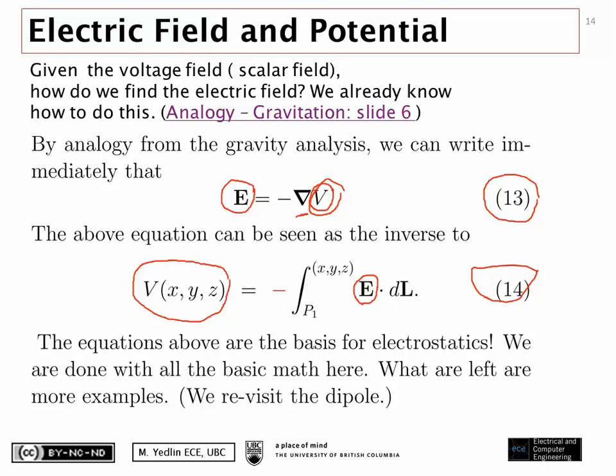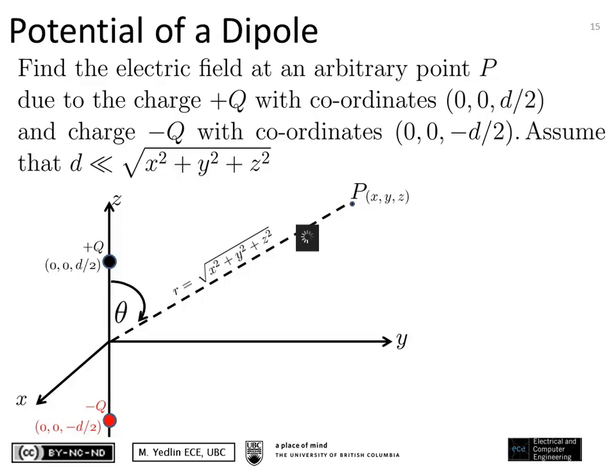Let's do another example, our good old friend, the dipole. We revisit the dipole, this time calculating first the potential, and then we will take the negative gradient to get the electric field. So here we are. Here's our dipole that we studied before. It's clearly defined with coordinates for the positive and negative charge. Positive at 0, 0, d over 2. Negative at 0, 0, minus d over 2. We're at an observation distance r from the origin at the point P.